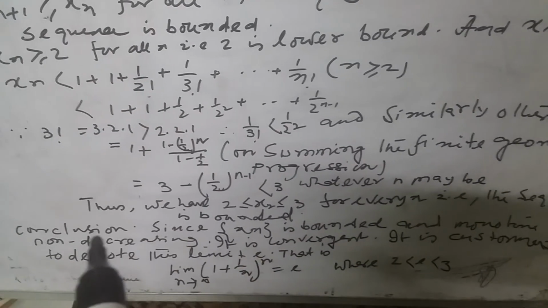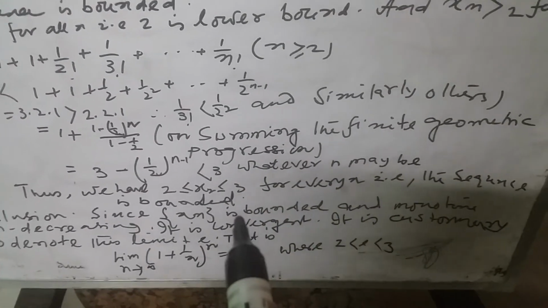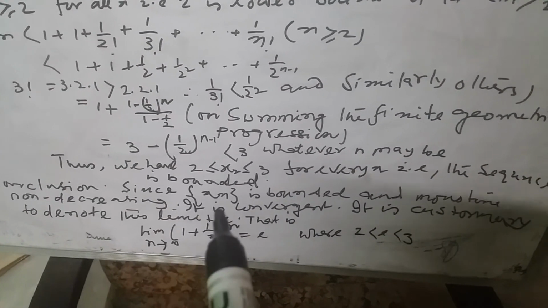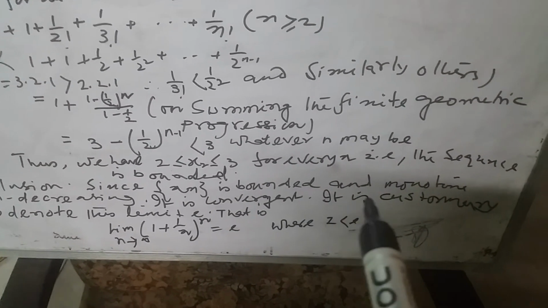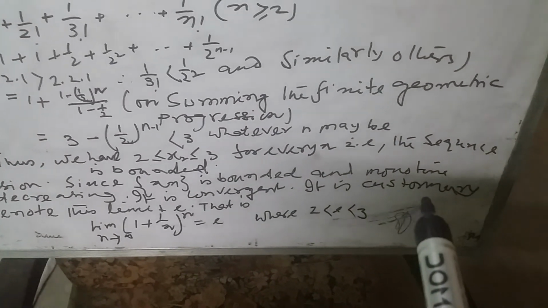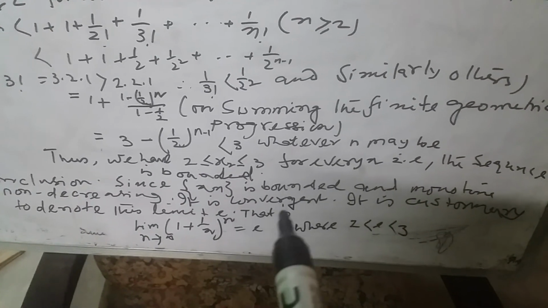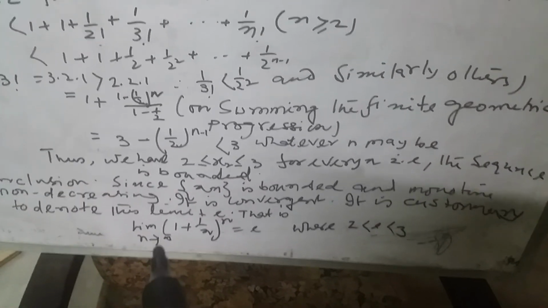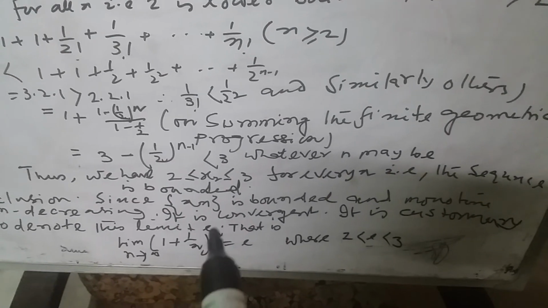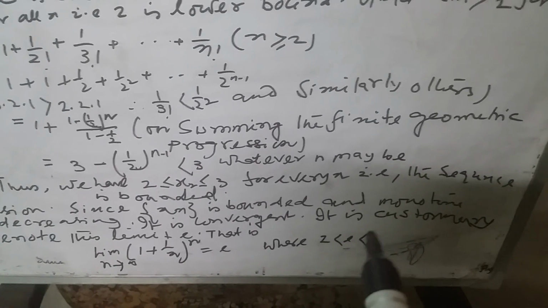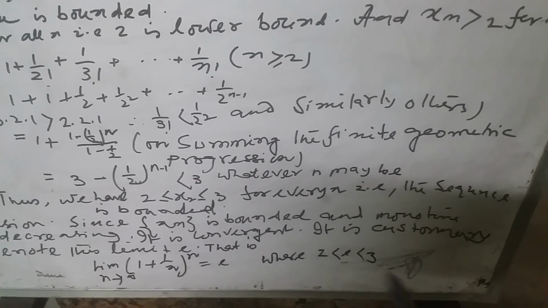Conclusion: since xn is bounded and monotonic increasing, it is convergent. It is customary to denote this limit by e, that is, the limit as n tends to infinity of 1 plus 1 by n, to the power n, equals e, where e is less than 3 and greater than 2.